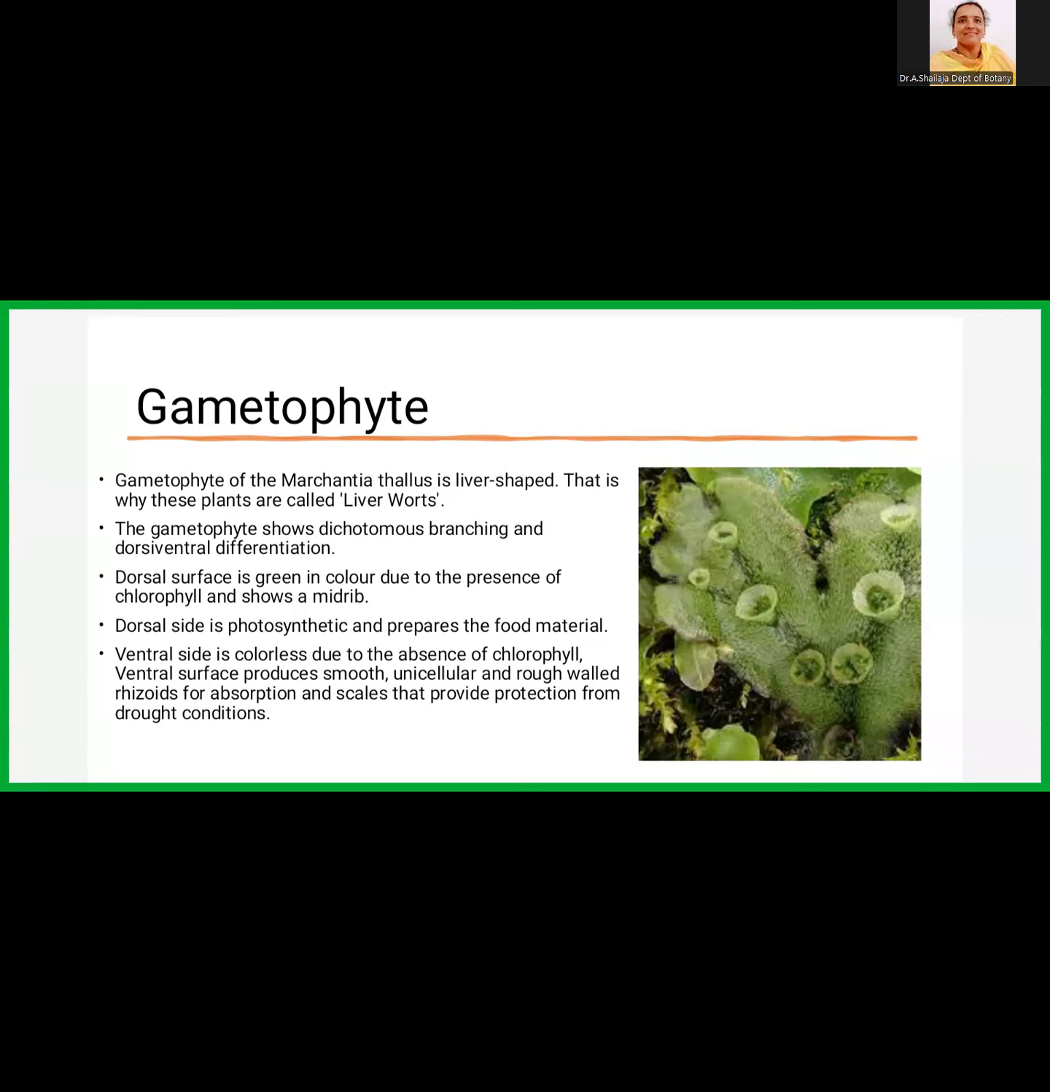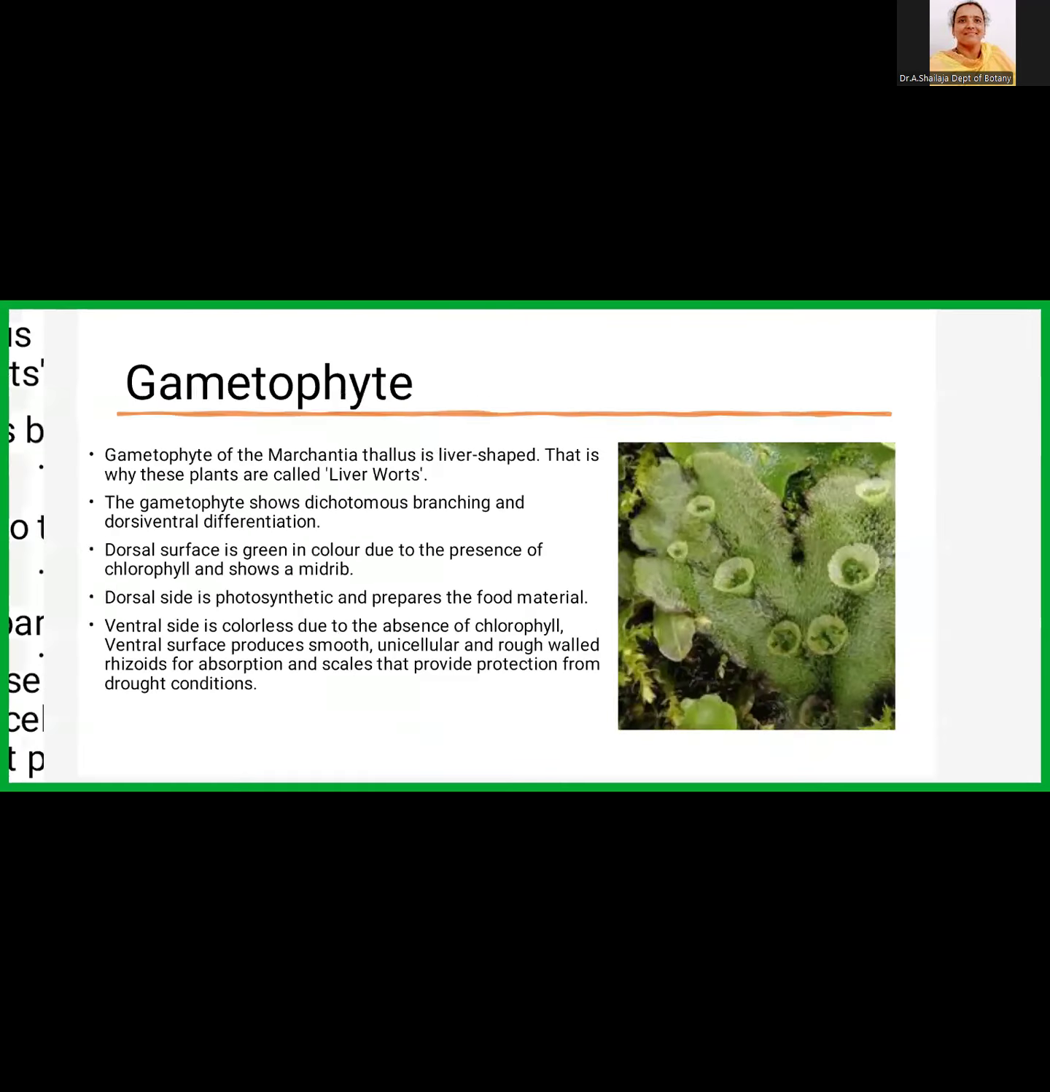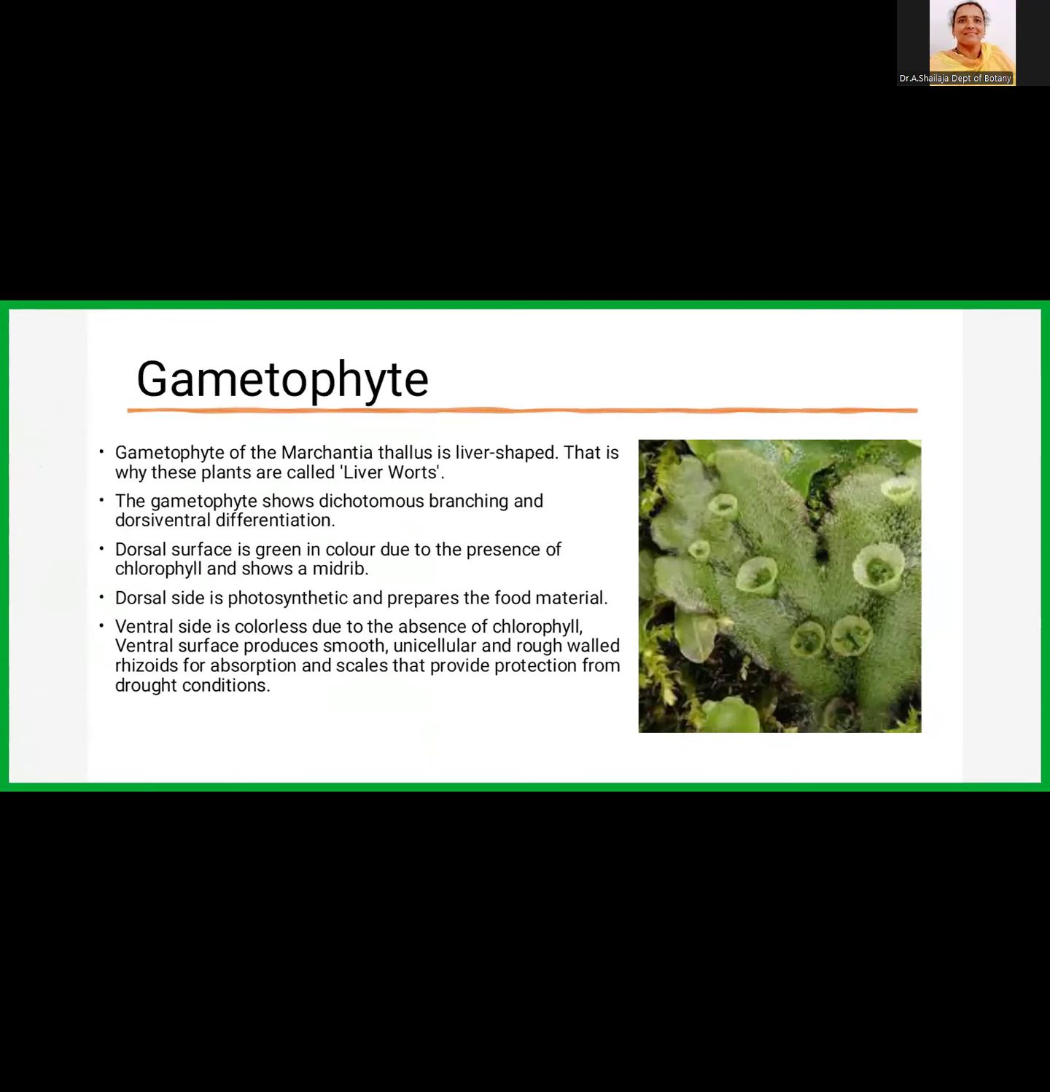External characters. See here, the gametophyte of Marchantia thallus is liver shaped, that is why these plants are called liverworts. The gametophyte shows dichotomous branching and dorsiventral differentiation. Already in the last class we discussed dorsiventral. The dorsal surface is green in color due to the presence of chlorophyll and shows a midrib. See here in this diagram, you observe the dorsiventral differentiation in Marchantia.